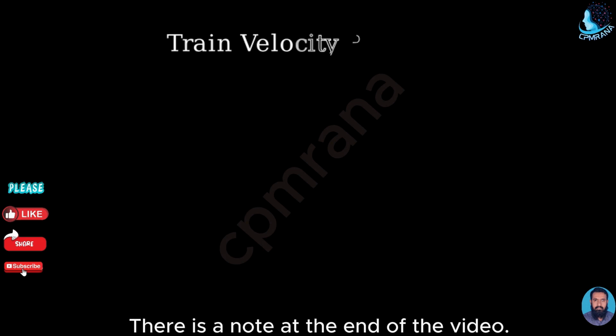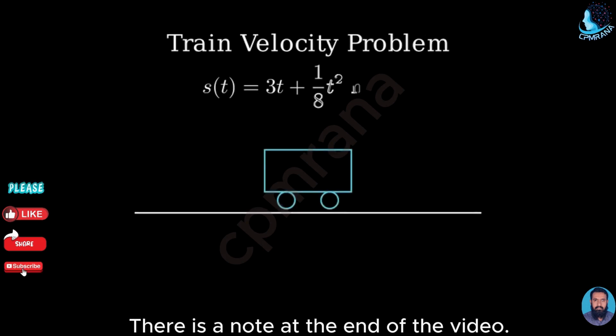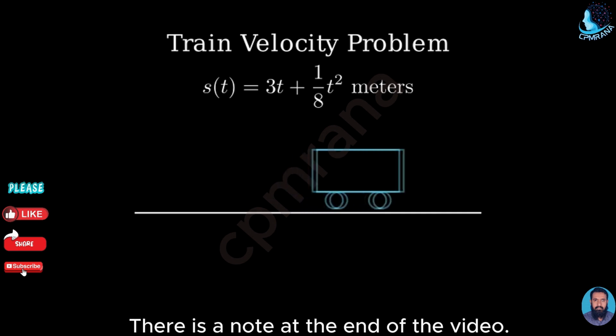Let's solve this problem about finding the velocity of a train. A train travels a distance described by the equation s(t) = 3t + 1/8 t² meters in t seconds. We need to find its velocity after 5 minutes.